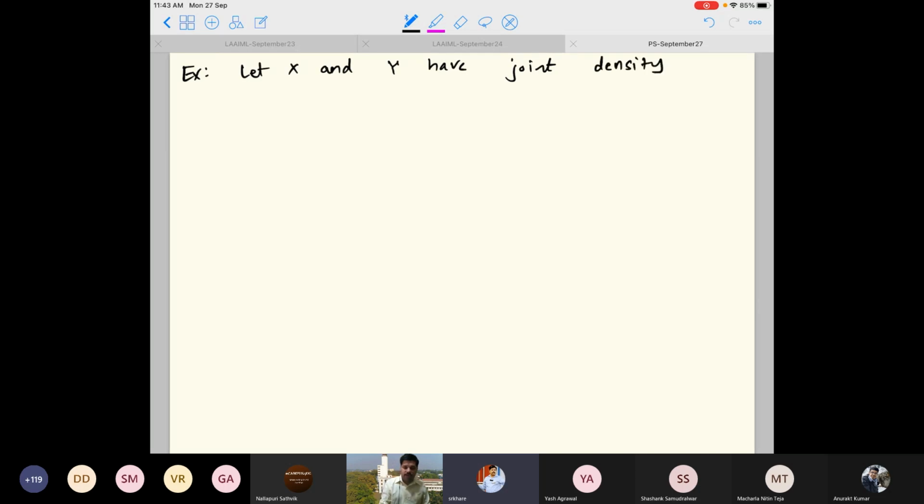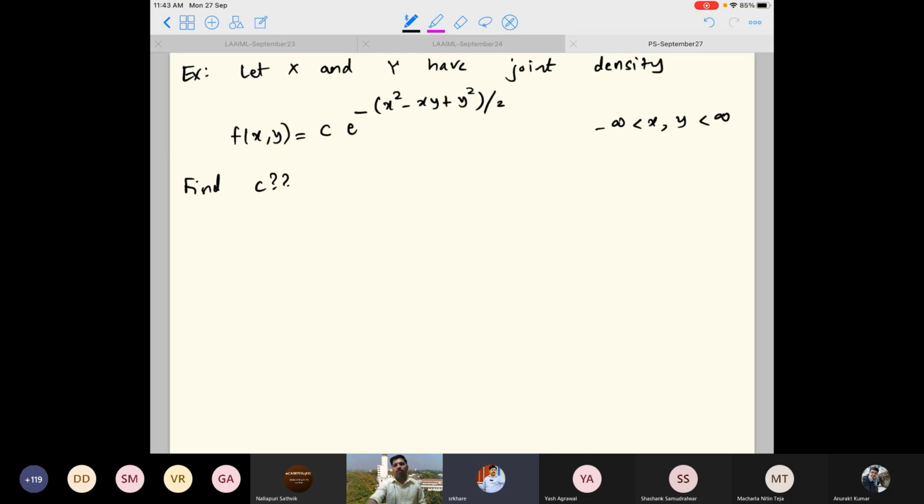Suppose the joint density f of xy is equal to c into e to the power minus (x square minus xy plus y square) divided by 2 for this range of x and y. So the question is to find this particular constant c. How do we find this c? The first thing we know is that the double integration is equal to 1. So you can do the double integration and equate it to 1, and see what you get.